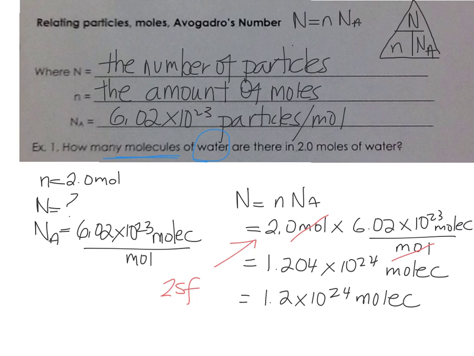I strongly advise that you set up questions like this. Identify what you know, set out your formula, do your math, write out the unrounded answer, then write out your rounded answer, because that way you can at least get part marks if you mess something up. This answer would be worth 2 marks. 1 mark for the number, 1 mark for the unit.